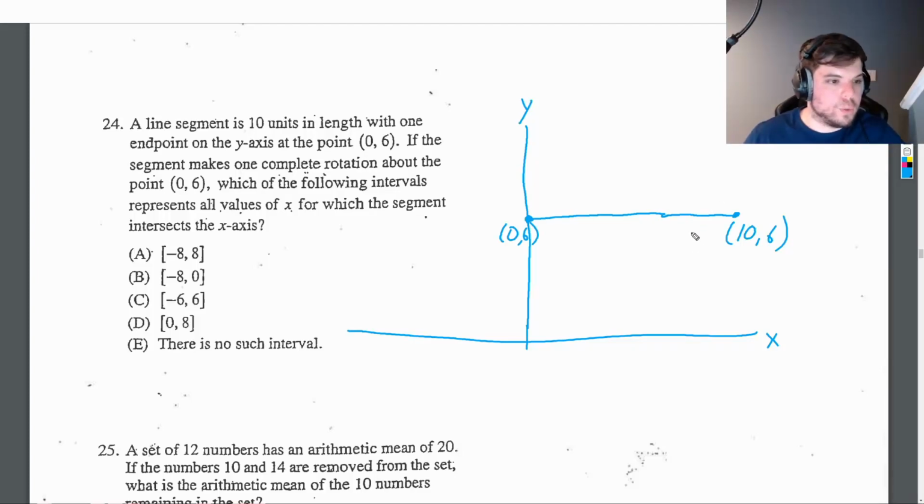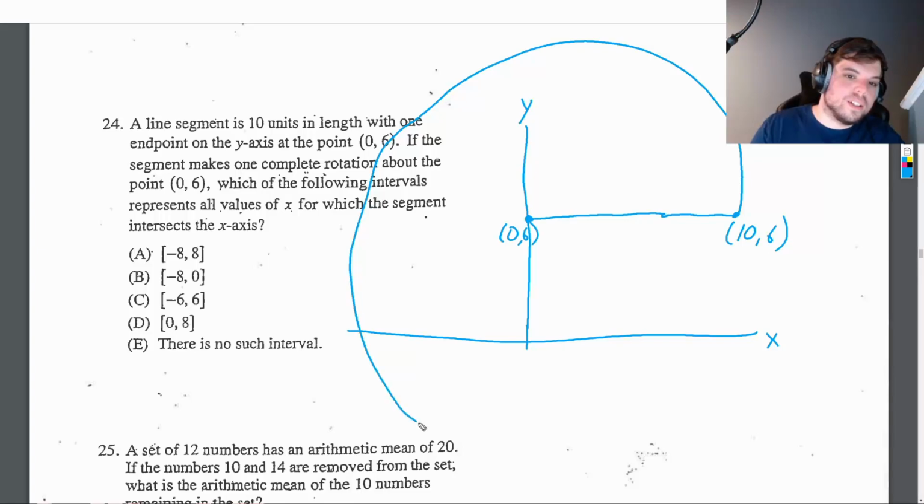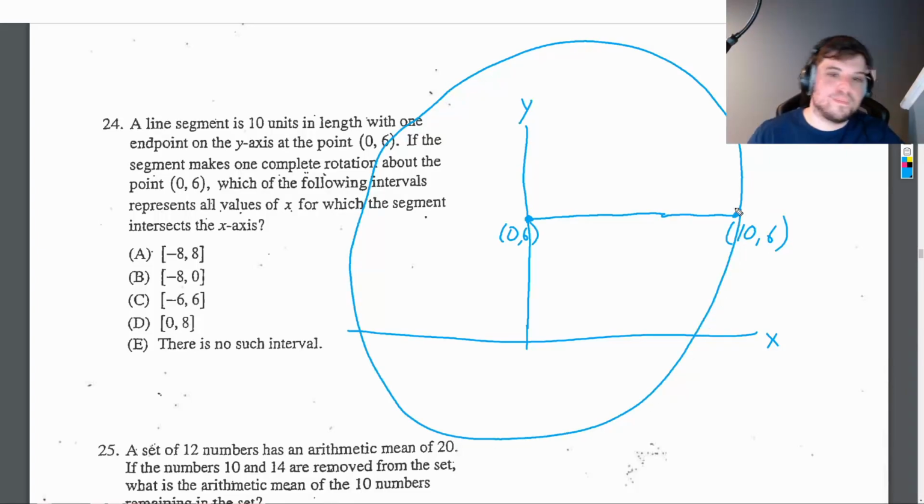Which of the following intervals represents all values of x for which the segment intersects the x-axis when the segment makes a complete rotation about 0, 6? So it goes all the way around, creates a circle. Ooh. Okay, and this circle has this length right here of 4. Radius of 10, this is 6, this is 4. So this is that line going all the way around.